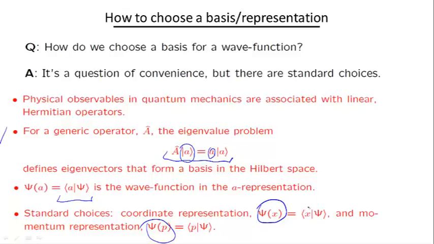Now, the meaning of these basis vectors x is essentially tightly localized wave packets which are located at a precise point in space. In contrast, the vectors p correspond to states with a well-defined momentum, but which are completely delocalized in space. So these are completely different vectors, completely different bases, and which one to choose is entirely a question of convenience.